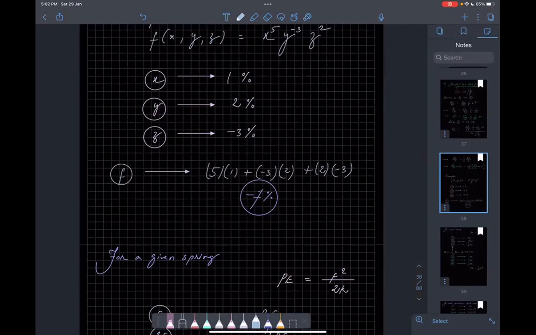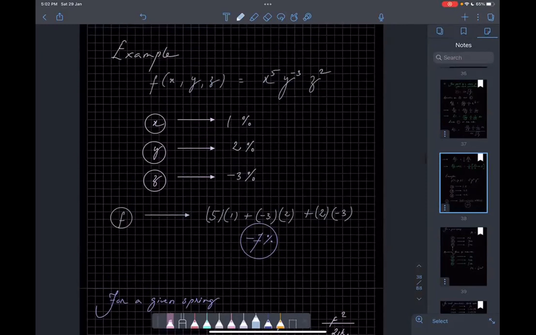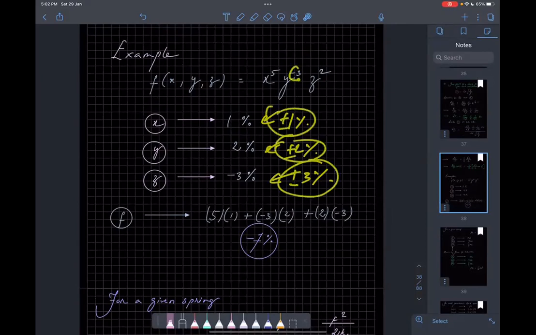Sometimes he will give you error. When he gives you error, it will always be plus or minus. It will not be plus or it will not be minus. When error is given, don't worry about this negative sign. You add all. For example, here, if error is 1%, 2%, and 3%, error will be plus or minus. You don't consider the minus because you have to find the maximum error. Maximum error comes in the worst case scenario, when all add up, not when all cancel each other's error.